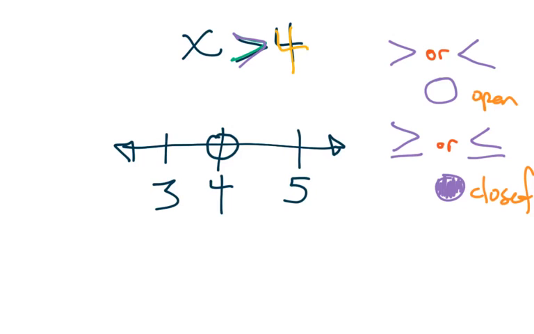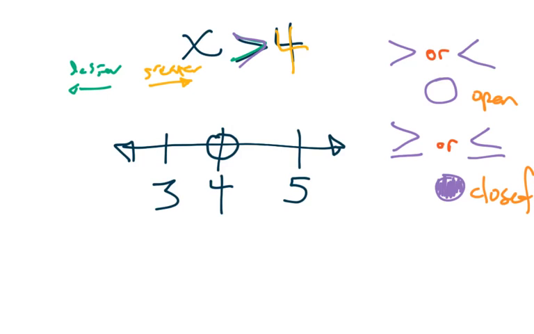Then I have to consider the statement. It says x is greater than 4. Well, we know on a number line that things to the right are greater, right? Things get greater and greater and greater as we go to the right, and they become lesser and lesser and lesser as they go to the left.